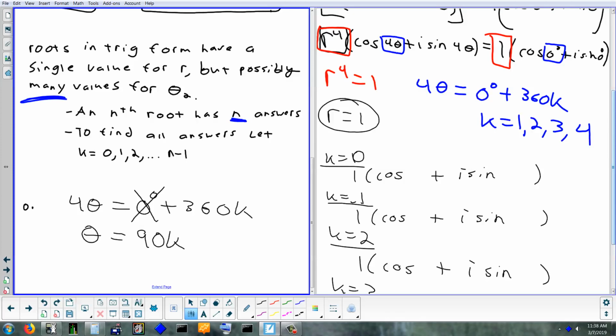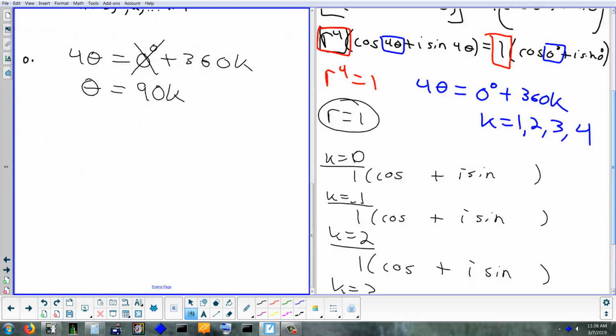Basically what happens, I don't really want to get into it too much, but your answers are all 90 degrees apart, which means your answers are going to look something like this. All these answers are nicely spaced. You wouldn't get 4 answers all clumped together. If you did a cube root problem, they would be the vertices of an equilateral triangle. If you did a 5th root problem, they would be the vertices of a pentagon. You don't have to know that, I'm just showing you.